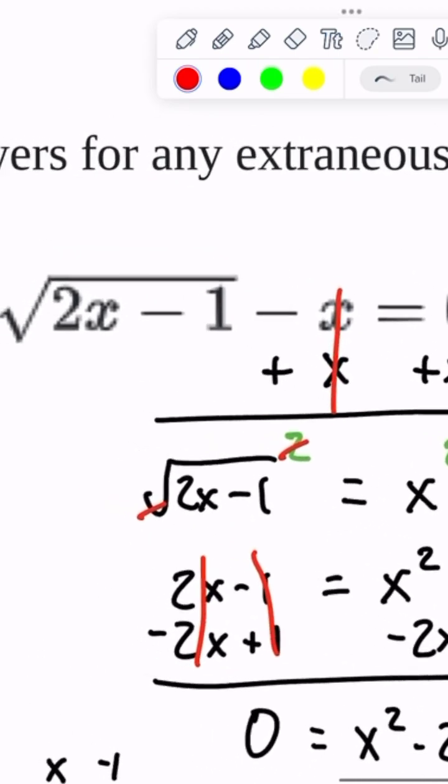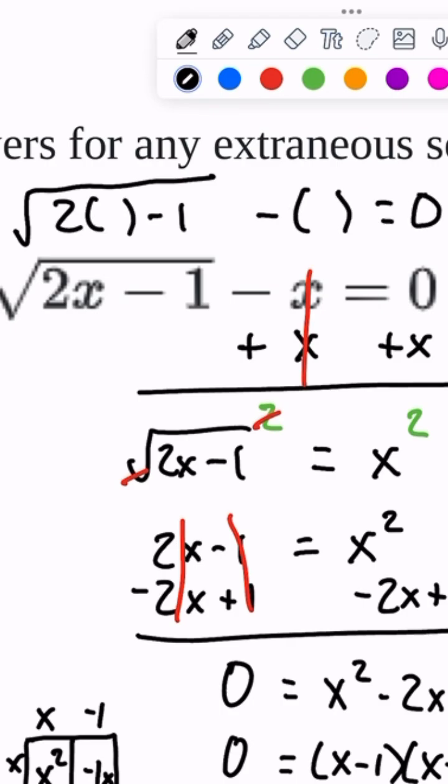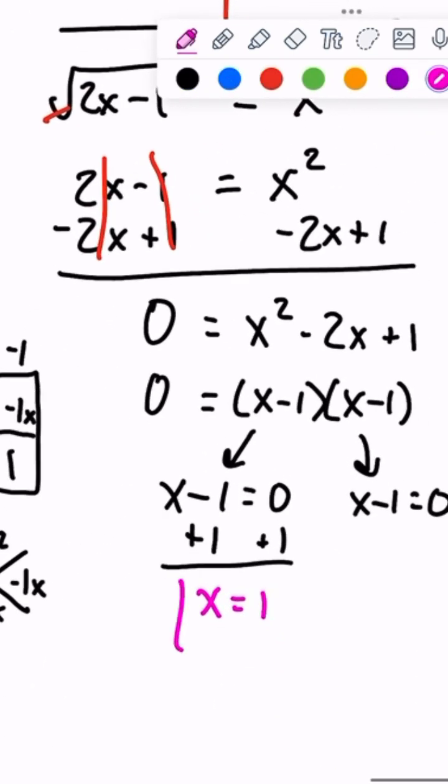Go back to the original problem, and we're thinking, okay, plug it in. So we have the square root of 2 times 1 minus 1 equals 0. Let's see what happens, right? We're plugging in 1. 2 times 1 is 2, minus 1 is 1, so the square root of 1 is 1. Minus 1 is 0. This does indeed make our equation true, and so then our answer is x equals 1.